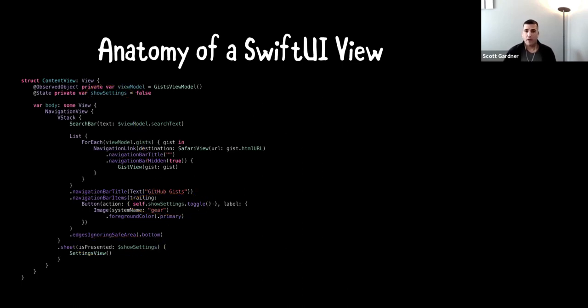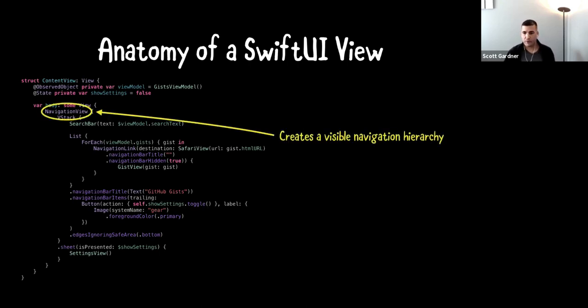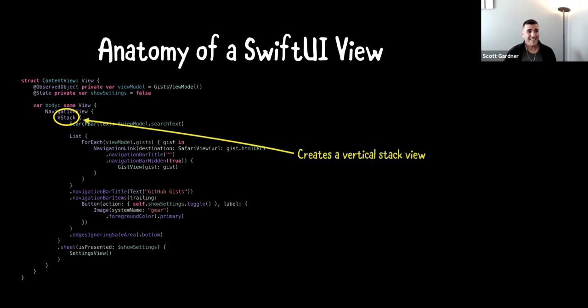Okay, moving on. So now we're inside of the body property, and we're implementing this, starting off with a NavigationView. And this is what it takes in SwiftUI to create a navigation hierarchy, right? So a navigation controller with a navigation bar and so on. Inside of that NavigationView, we're going to use a VStack, which is just like a UIStackView with a vertical orientation. And this is how we'll lay out our UI elements.